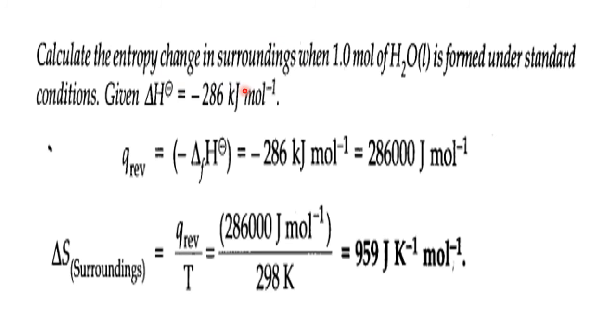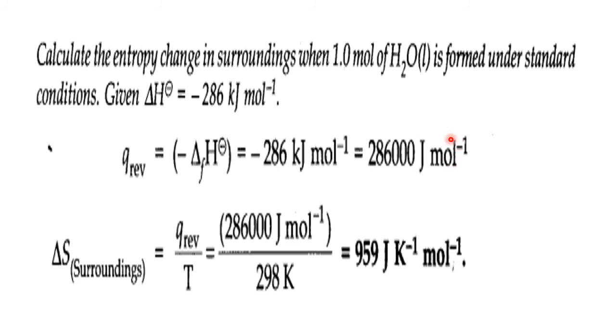Next, calculate the entropy change in the surroundings when 1 mole of water is formed. So 1 mole of water is formed, how much at that time? It is minus 26 kilojoules per mole. This is the enthalpy of formation, that is how much energy is involved. That is the enthalpy of formation only. How much is it? Minus 26 kilojoules per mole, or in terms of joules, multiply by 1000, you will get this much. This is the enthalpy change of water formation, that is, 1 mole of water is formed.